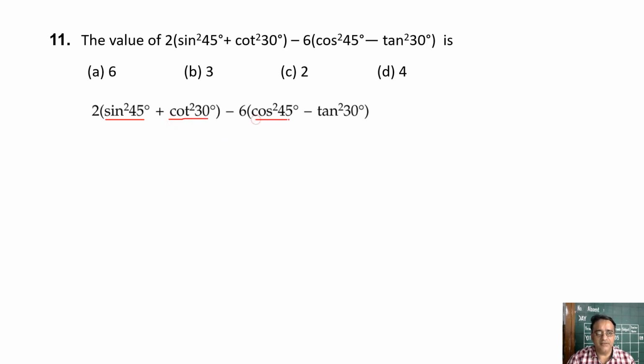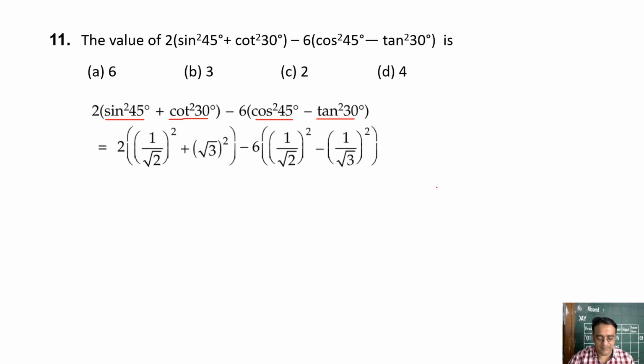What is the value of cos 45 degree? 1 by root 2. Very good. Tan 30 degree? 1 by root 3. So we'll substitute the values first. So this will become 1 by 2, this will become 3, this will become 1 by 2 and this will become 1 by 3. And what is 1 by 2 plus 3?